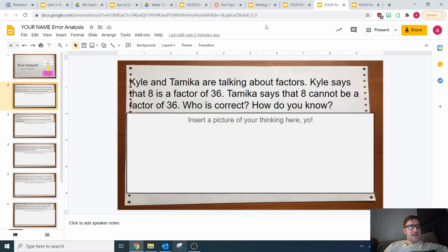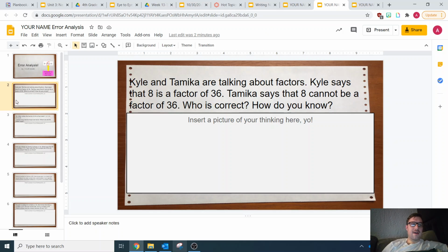So a good strategy for this would be maybe finding all the factors of 36 or finding all the multiples of 8 and figuring out, okay, if 8 does multiply by something to equal 36, then it would be a factor. But if we list the factors out of 36 and 8 is not one of them, then Tamika would be right. If not, then Kyle would be right.